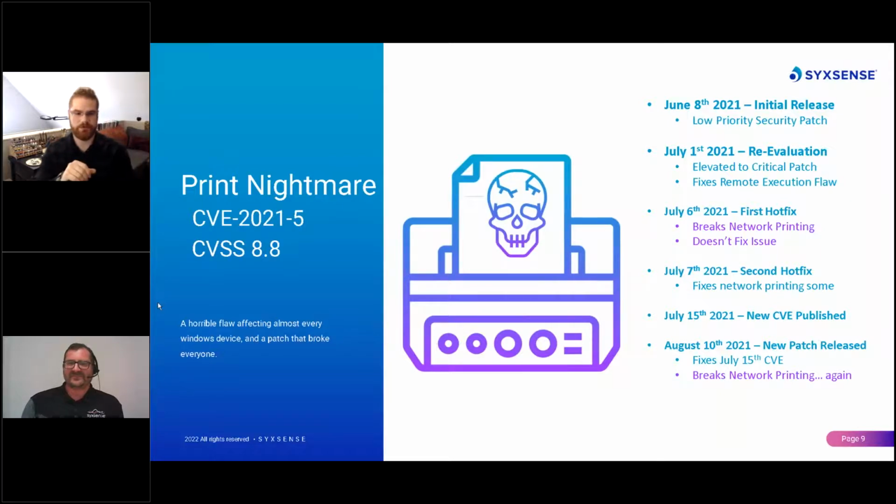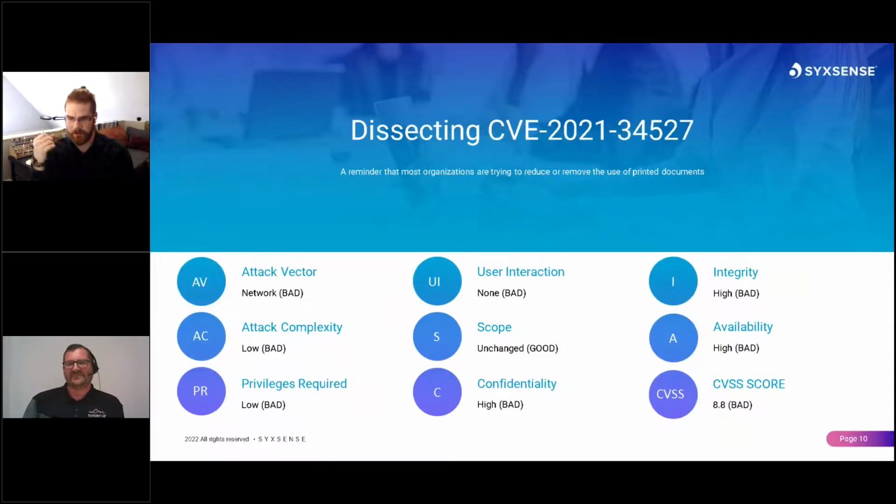So moving to the actual vulnerability itself. It's a network-based vulnerability, so that's bad. It's very easy to execute because they gave everyone the instructions on how to execute it. There are very low privileges required, no user interaction. On the good side, scope is unchanged, so it can only use the print spooler, but that's kind of a misnomer because everything has the print spooler on it. Confidentiality is affected at a high level, so is integrity and availability. Therefore, this has a CVSS score of 8.8.